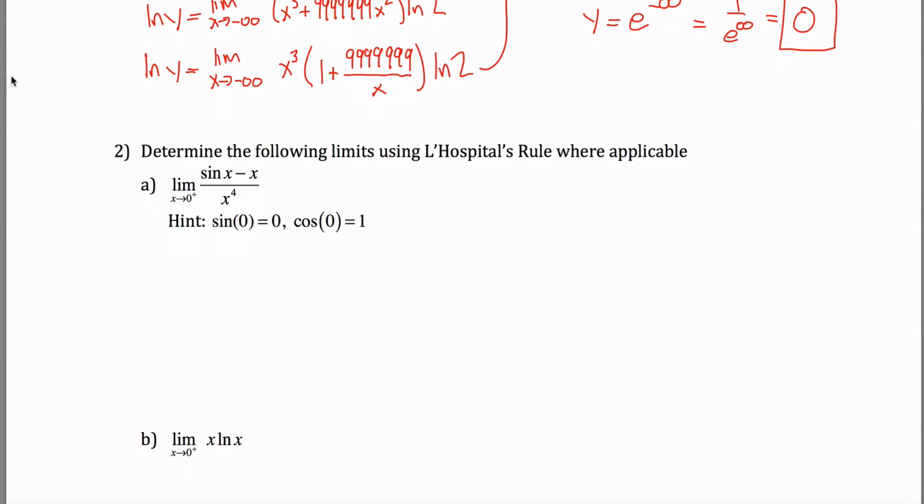Number 2, use L'Hopital's rule. So if you're going to use L'Hopital's rule, you better make sure you have an indeterminate form. If you plug 0 into the numerator and the denominator, you'll get 0 over 0, because the sine of 0 is 0 and 0 minus 0 is 0. So that tells me I can use L'Hopital's rule and say that this limit is the same as the limit as x approaches 0 from the positive side of the derivative of the numerator, which would be cosine of x minus 1, and the derivative of the denominator would be 4x cubed.